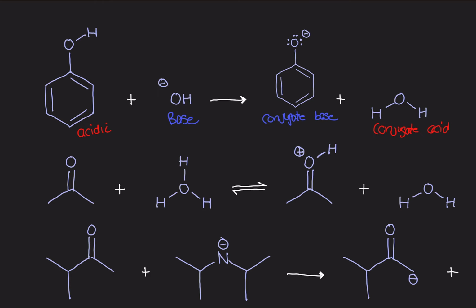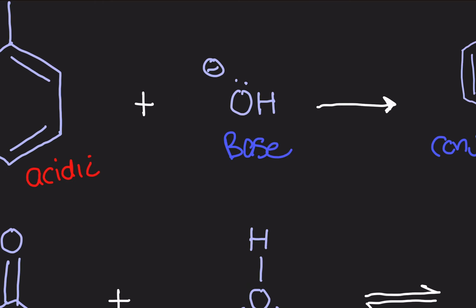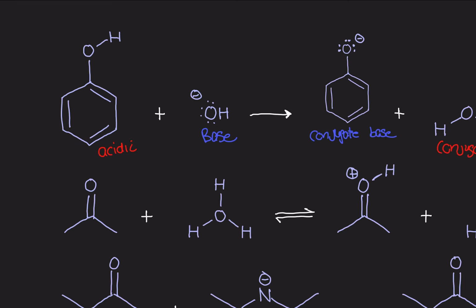But let's actually draw the arrows, because we didn't answer the question. Well, the base attacks the acid, remember. Base attacks the acid. So we're going to do that. So there are electrons here. And these electrons, since this is the base, attacks the hydrogen. And then we shatter the bond here.